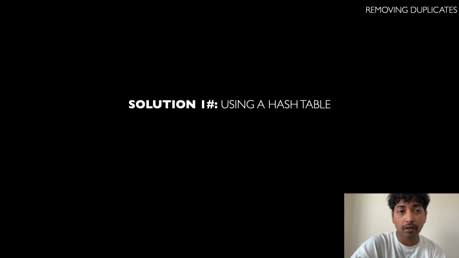In the first solution, we'll use a hash table to keep track of the nodes we have already seen. We iterate through the list, and if we encounter a node with a value that's already in the hash table, we remove it by updating the previous node's next pointer. Here is an implementation of this in C++.